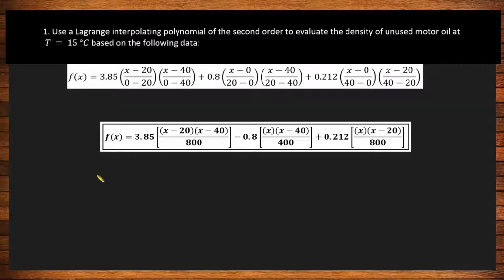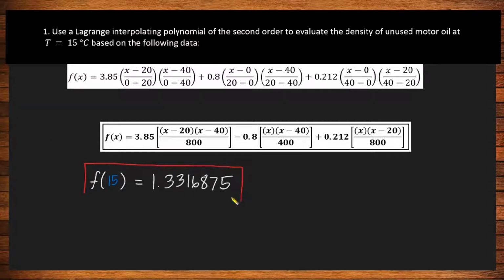Now, in order to solve the problem, kailangan daw natin hanapin yung density at temperature equal to 15 degrees. So, using the Lagrange interpolating polynomial that we have formulated above, ilalagay lang natin yung value ng x equal to 15. So, pwede nyo nang diretso i-calculate or i-substitute yung value ng x dito. So, yung value ng function natin at x equal to 15 will be equal to 1.3316875. Okay, so that's it.